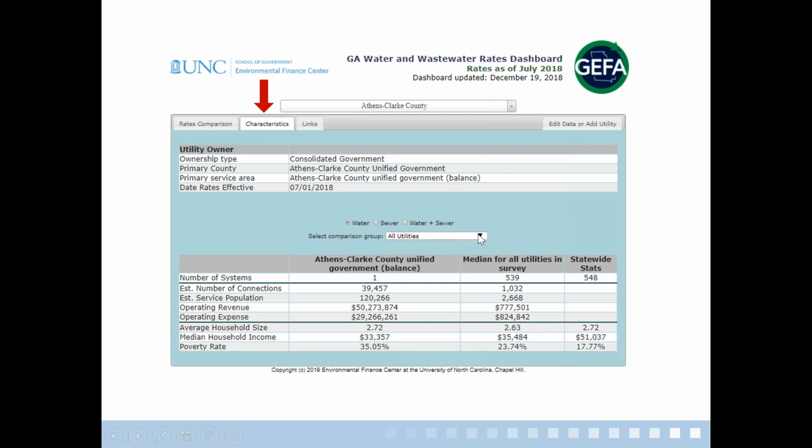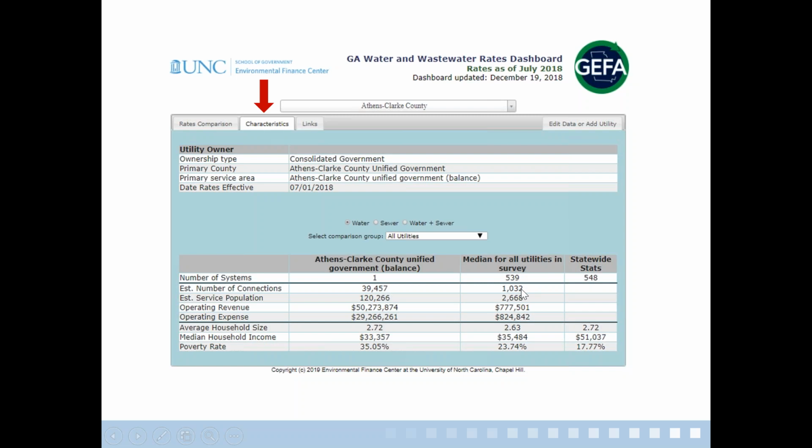So when you use this drop down, it's the same ones from the first tab with geographic and demographic and system characteristics. When you use that, it will filter this information so that it's just for that comparison group. First it starts with the utility that you've selected: the number of connections, the service population, revenues and expenses, also average household size, MHI, and poverty rate. And then you can compare what you have for this one utility against the median for your selected comparison group.